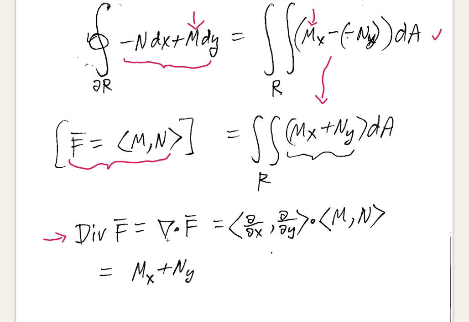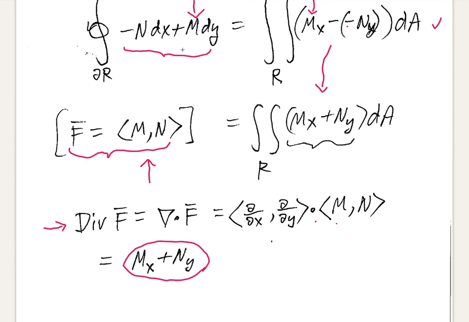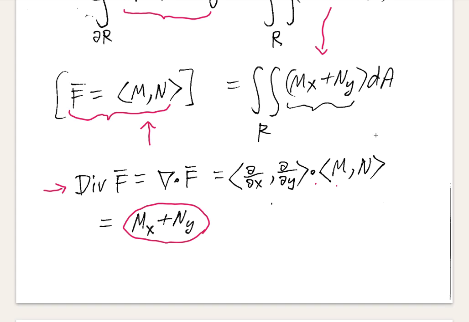Remember divergence? Sometimes we wrote it as del dot f. So that's that operator, quote-unquote, dotting on f. But it amounts to this, right? m sub x plus n sub y, assuming that f is given that way. So I could call that the divergence of f. So what we have here is that this line integral is the double integral over the region of the divergence.